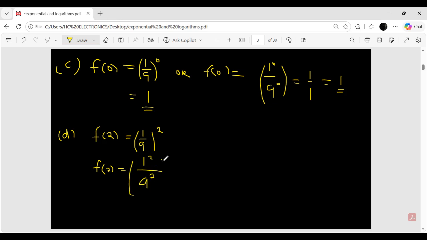You close the brackets. As a result, you're going to have f of 2 equal to 1 over 9 to the power 2, that is 81. Okay, so this will be your final answer, and we are done with our question 1.